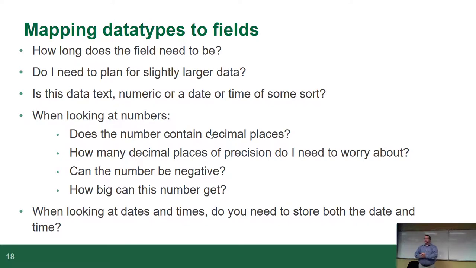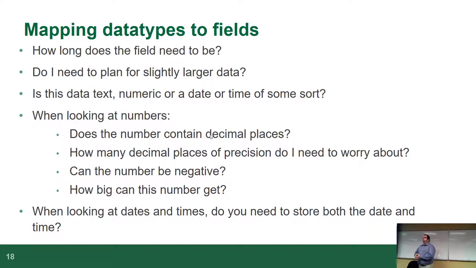When looking at numbers, does the number contain decimal places, yes or no? How many decimal places of precision should you have? If you're dealing with money, how many decimal places should you really worry about? Two or three? Three half pennies. Conversion, exchange rates. You know, when you go from a currency that, you know, 1 million of whatever that currency becomes 50 cents in the US, those half pennies actually count for a lot, for at least the people where the money's not worth anything.